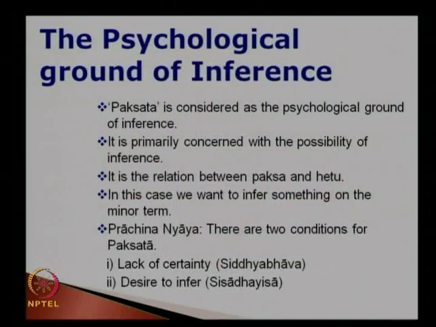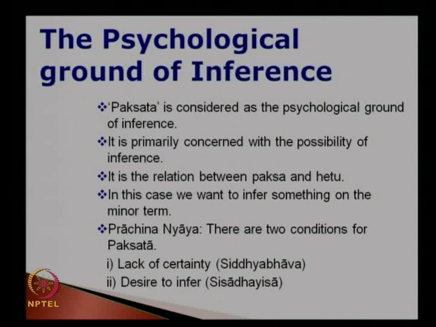So in the psychological ground, the most important part is that paksha and Hetu are related, or there is a relation between Hetu and paksha. Further, they said in this case we want to infer something about the minor term. The minor term means hill. By seeing the smoke, you now want to infer something about the hill. For that, two conditions are involved. One is that you are not certain whether there is fire or not, a lack of certainty. The second is that you must have an anxiety or desire to infer a certain situation. There are many situations where you have perceived something, but you have no anxiety, desire or inclination to infer anything. There inference doesn't work.